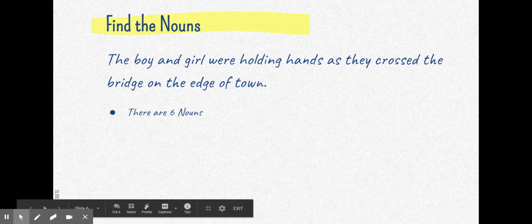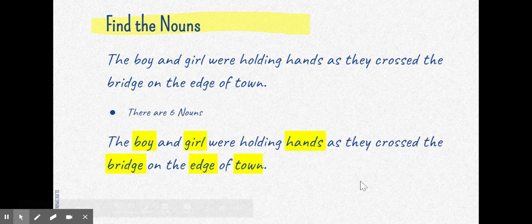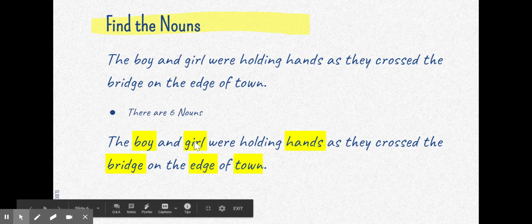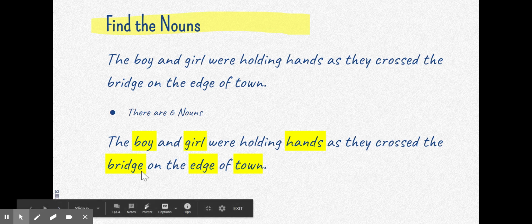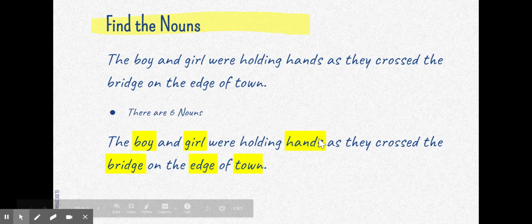I'm going to reveal the answer now. Our nouns are boy and girl, because those are people. Hands, because that's a thing. Bridge is a thing. Edge is a thing or a place. And town is a place. Okay, so those are our 6 nouns. So make sure you've got those right on your notes.